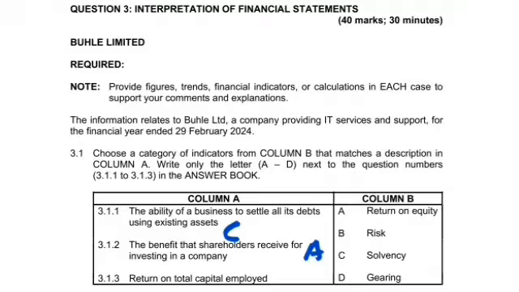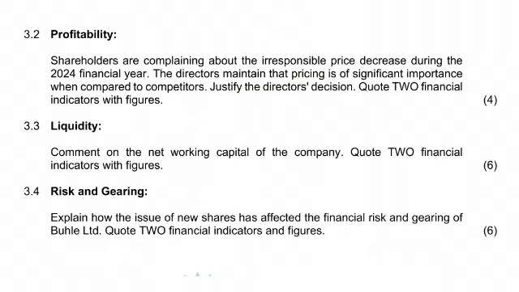3.1.3 says return on total capital employed. Where did you see the financial indicator of return on capital employed? You saw it in risk and gearing, but really it talks about gearing. It talks about how much is being financed by what, and that is gearing. So in 3.2 we are looking at more questions on our areas of interpretation.